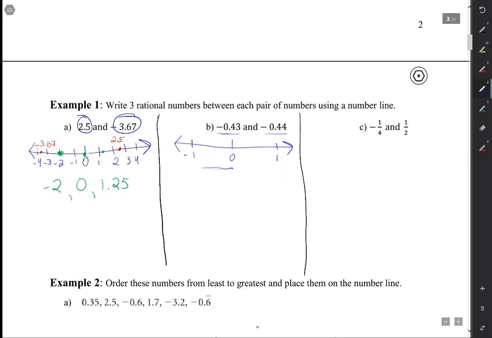Okay, we have -0.43 and we have -0.44. So let's place those down. They're like right beside each other, right?